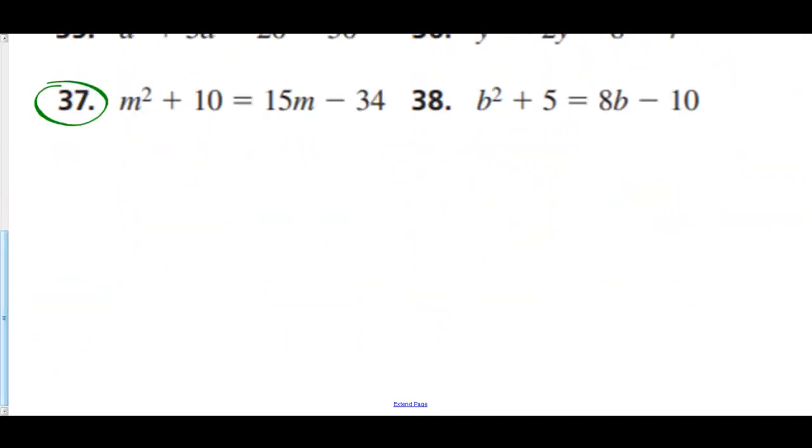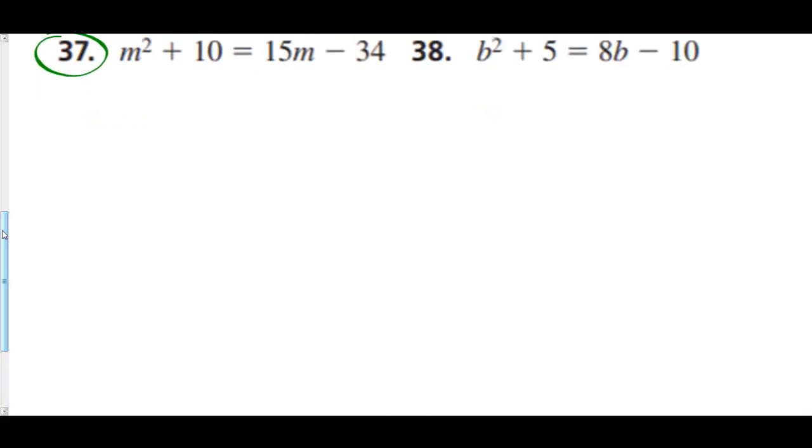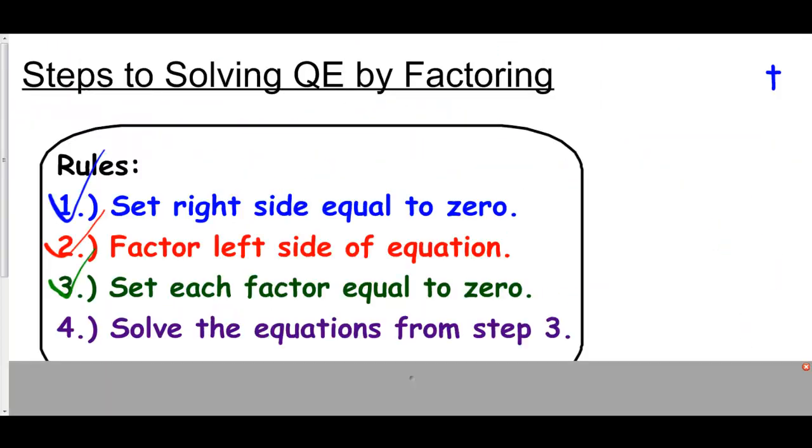Okay, and the last one, I think this video is going to be on the semi-short side, which is kind of nice. I'm going to work through one more example. It's right here. I have a color-coded approach: blue, red, green, purple.